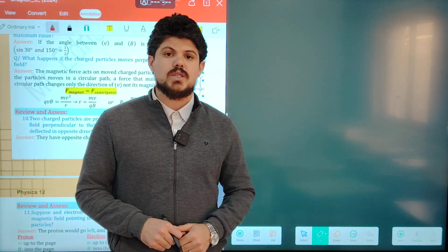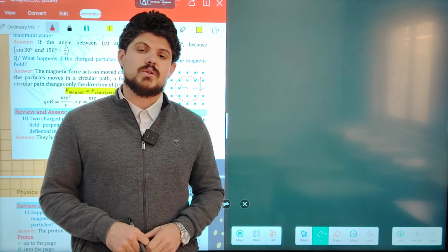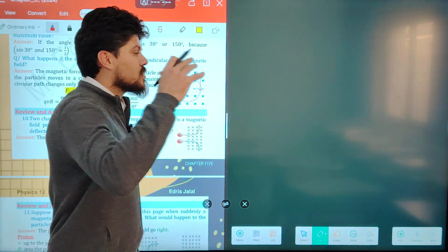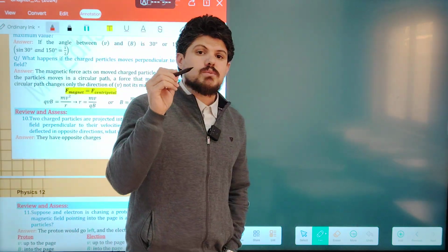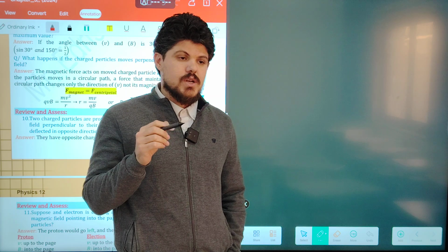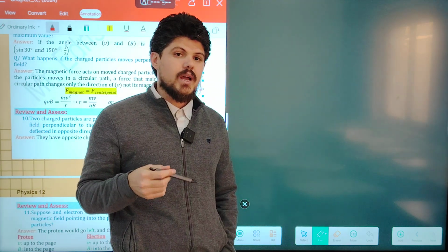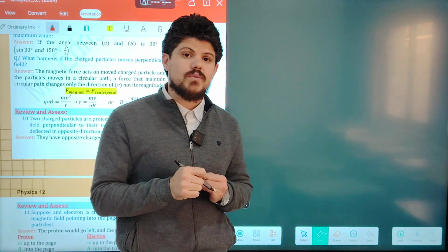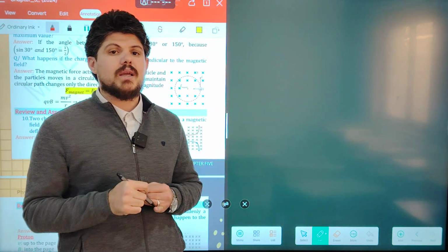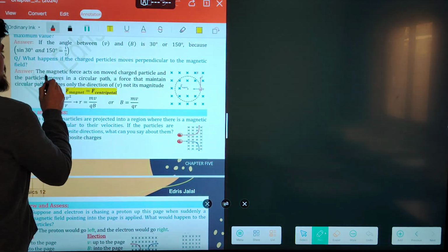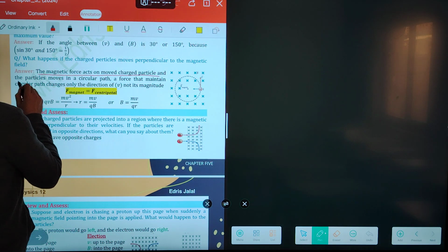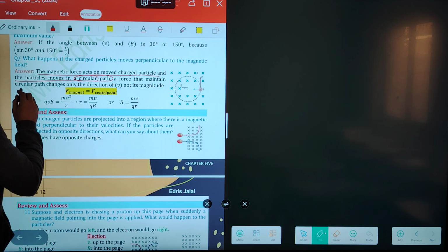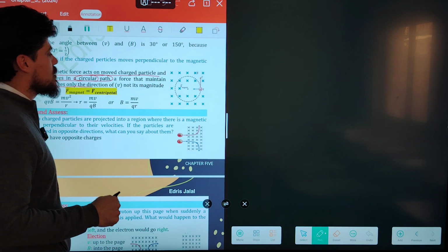The centripetal force for the charged particle, when the magnetic field exerts a force on it: when a charged particle is moving perpendicular to the magnetic field, this charge is moving in a circular path. Okay? So, the circular motion is provided by what? By the magnetic force. The centripetal force is provided by the magnetic force. The magnetic force acts on a moving charged particle, and the particle moves in a circular path. A force that maintains a circular path changes only the direction of the velocity.